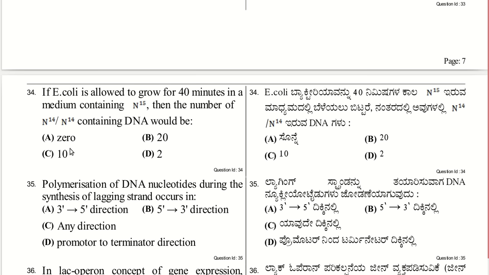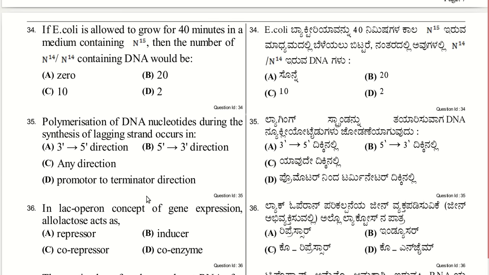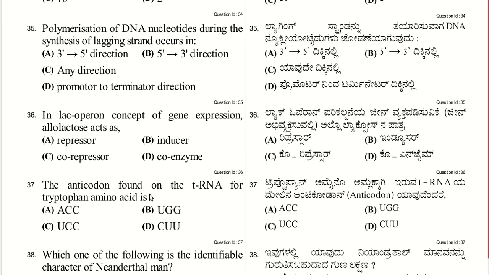35th, polymerization of DNA nucleotides during the synthesis of lagging strand occurs in 5' to 3' direction. So B is the answer. 36th, the lac operon concept of gene expression. Allolactose acts as inducer. So 36th, B is the answer.